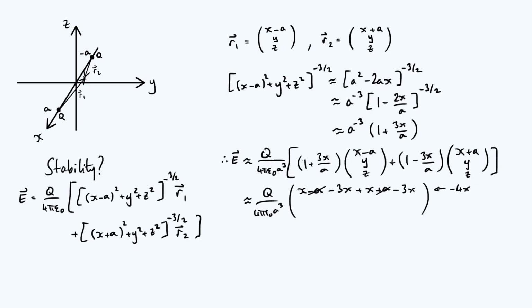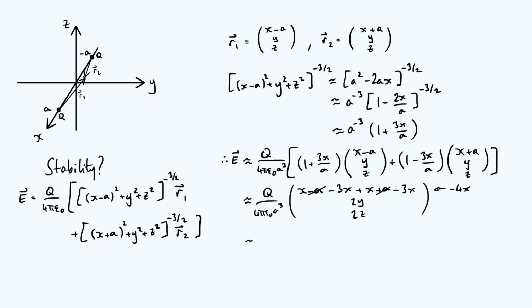What about the y and z components? Well, you get 1 times y, which is just y. You get 3x over a times y. That's a term which is proportional to xy, which is a second order term, so let's ignore that. Similarly, from this bit over here, you get your 1 times y, which is another y, but you ignore your xy term. So overall, you have 2 y's, and the z term is exactly the same. You just got 2z there.